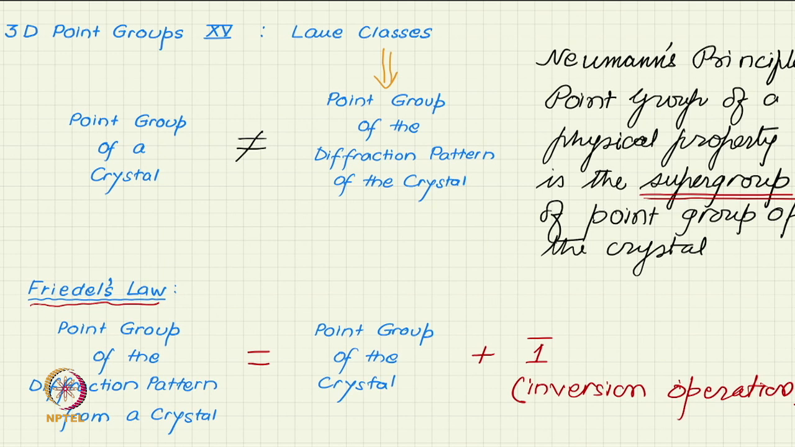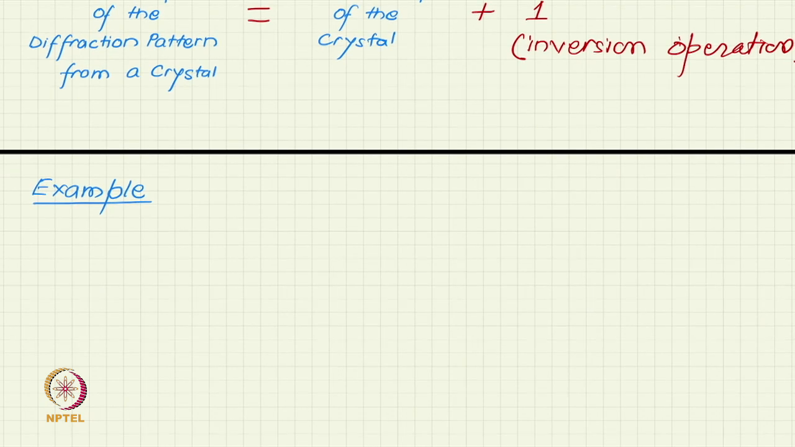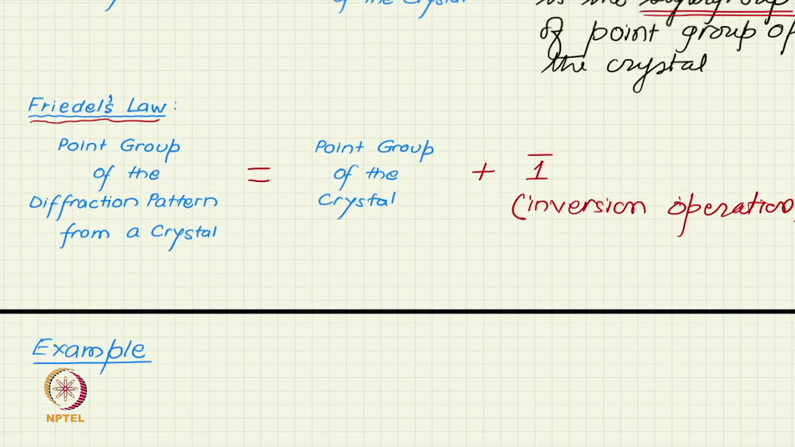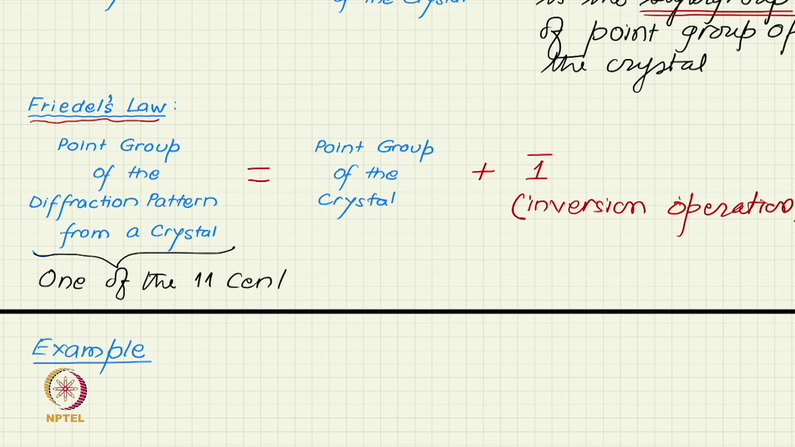Let us see an example. Because of this, the point group of the diffraction pattern will always be a centrosymmetric point group. Because of this 1 bar addition, the point group of the diffraction pattern will be one of the 11 centrosymmetric point groups which we discussed in the last video. So, the crystal can have any of the 32 point groups, but the diffraction pattern will have only one of these 11 centrosymmetric point groups.